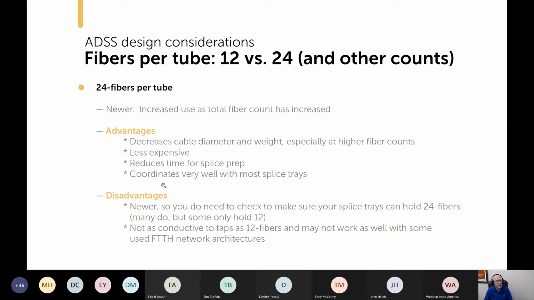And 24 fibers does coordinate well with most splice trays, most, but not all. So disadvantages, you do have to check to make sure the trays that you're using can hold the 24 fibers. Again, many do, but there are some that are limited to 12. And it's not as conducive to taps as 12 fibers per tube. And if you're doing a fiber to the home project, 24 fibers per tube may not work well with your network architecture because of how your optical splitters work.